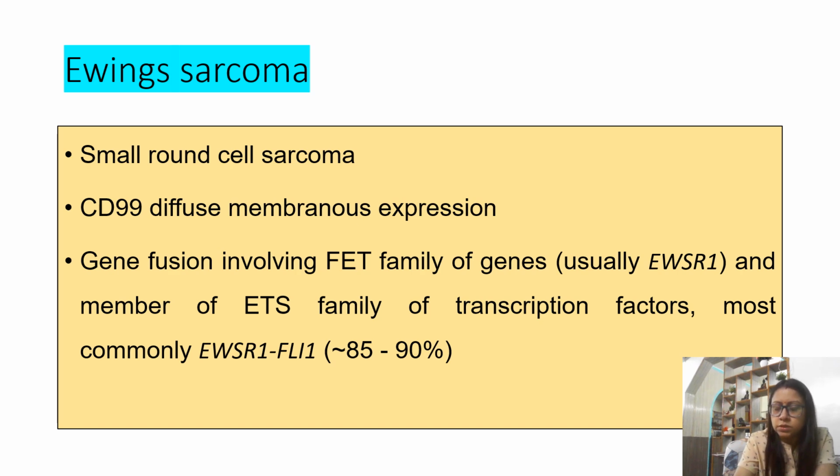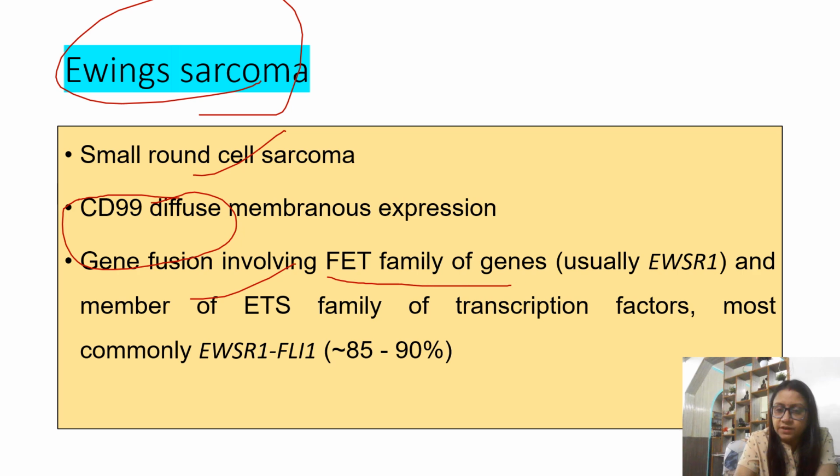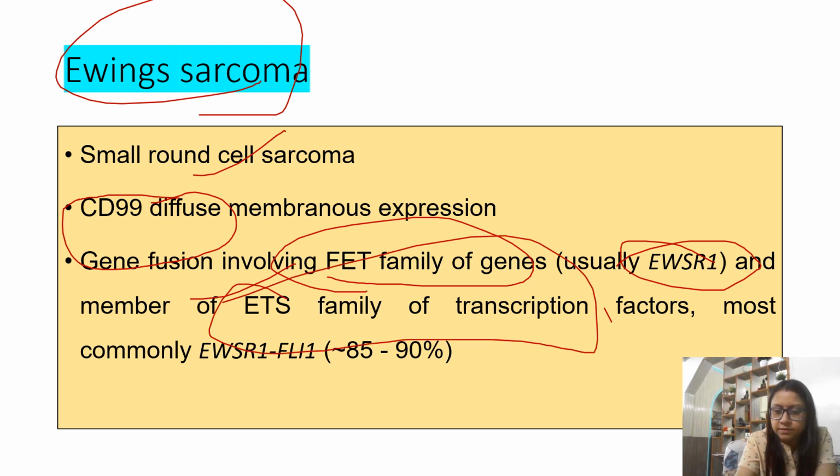Now we are moving to another type of your small round cell tumor, that is your Ewing sarcoma. Small round cell sarcoma होता है, इसमें CD99 IHC is very important. That shows your diffuse membranous expression. And here what you see is gene fusion, which is involving your FET family of genes, usually EWSR1, and members of your ETS family of transcription factors.